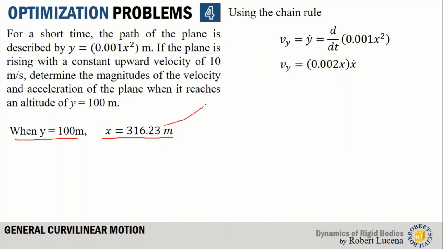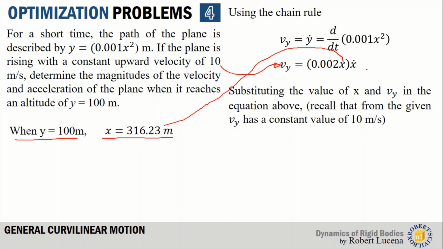Now substituting the value here, x. But we don't know the value of this one, but we can recall that the plane is rising with a constant upward velocity equal to Vy. So we have Vy constantly at 10 meters per second. So that is Vy. Now our objective is to get Vx, and Vx is x dot.